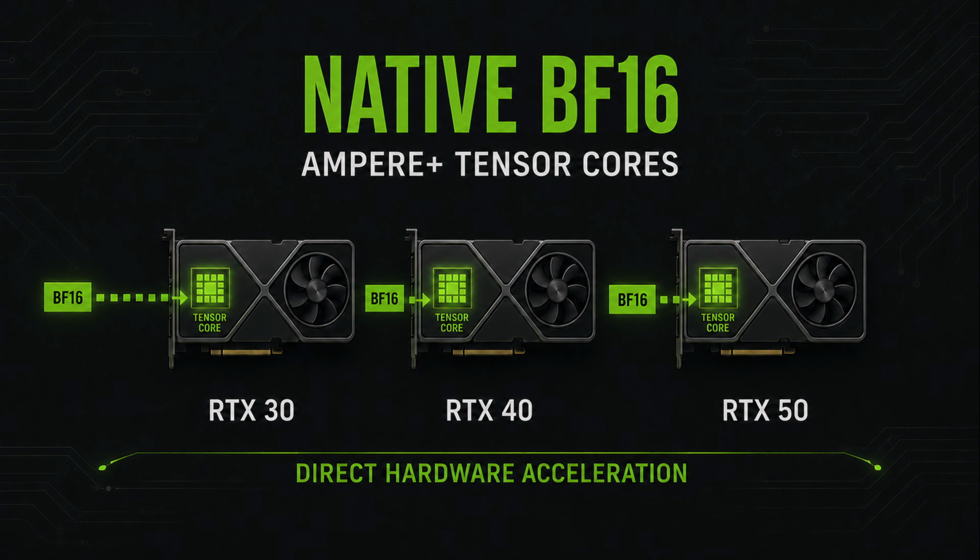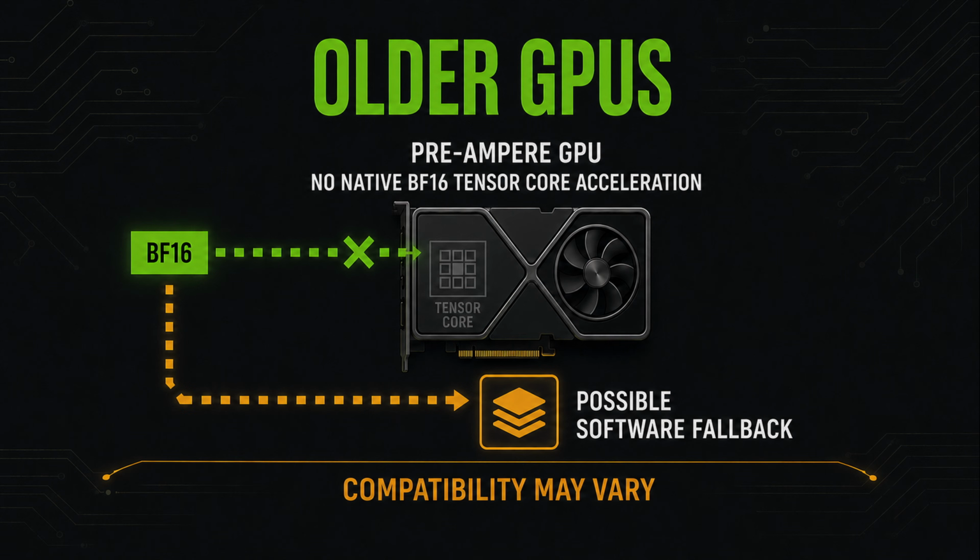NVIDIA GPUs from Ampere onward, including the RTX 30, 40, and 50 series, have native BF16 Tensor Core support, so they can accelerate BF16 operations directly. Older GPUs may still run some BF16 workloads through software fallbacks or non-native execution, but they don't receive the same hardware acceleration, and compatibility can vary.